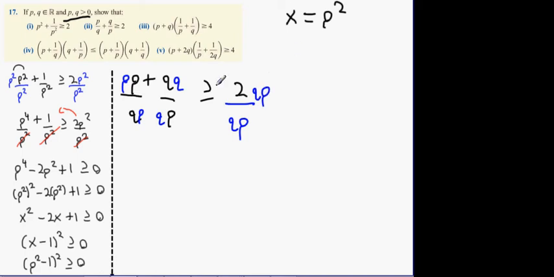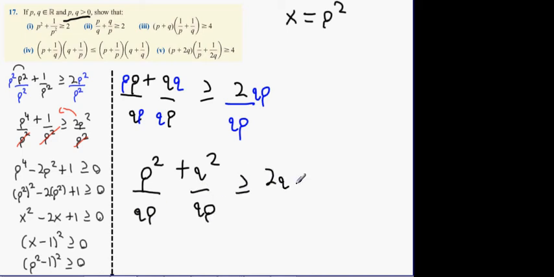What happens next is we get P by P, P squared, Q by Q, Q squared, all over QP, greater than or equal to 2QP over QP. Now what are we guaranteed about Q multiplied by P? Q multiplied by P is guaranteed to be positive. If it's guaranteed to be positive, we can cross them off both sides. Next thing, bring the 2QP over to the other side.